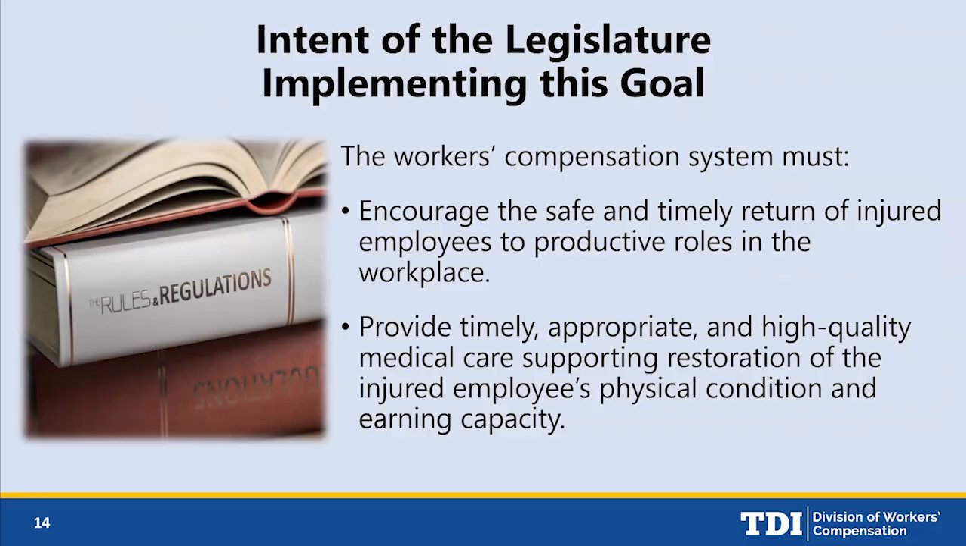And the intent is that the workers' compensation system must encourage that safe and timely return to productive roles in the workplace, provide high quality medical care that supports the restoration of their physical and psychological condition so that they can, after that injury, get back to their pre-injury earning capacity or earning capacity that matches their skill set and their capabilities. So injured employees may have permanent impairment after an injury, but that doesn't mean that they cannot work in some capacity.